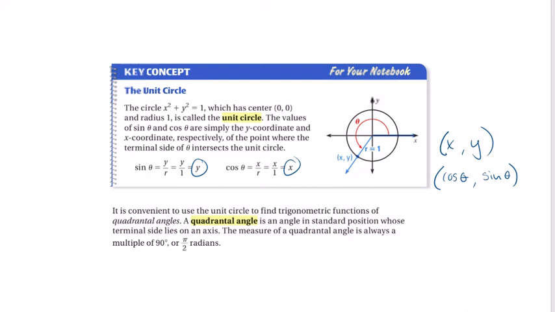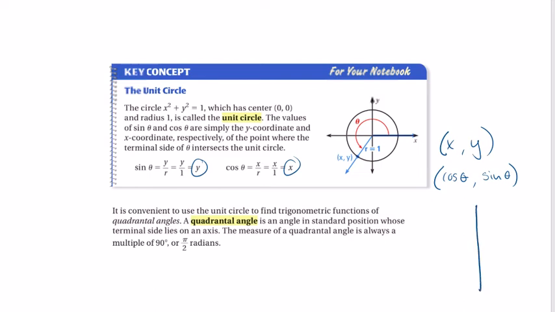And then I can find tangent by taking sine divided by cosine, and I can then find the other three trig functions by taking the reciprocal. Alright, so the unit circle is a beautiful thing, and it is convenient to use the unit circle to find the trig functions of quadrantal angles. Quadrantal angles means that they are going to fall on the axes.